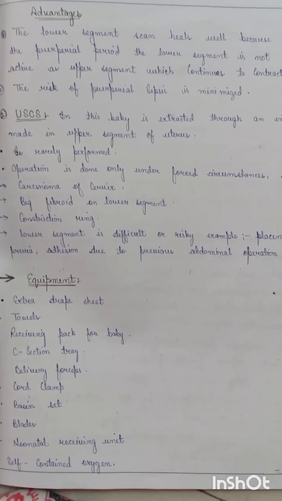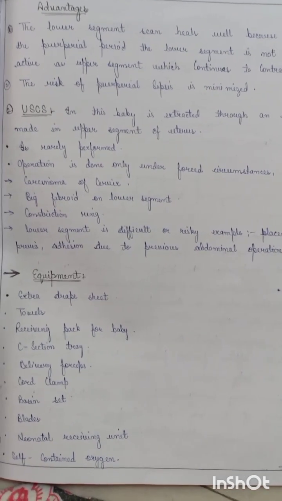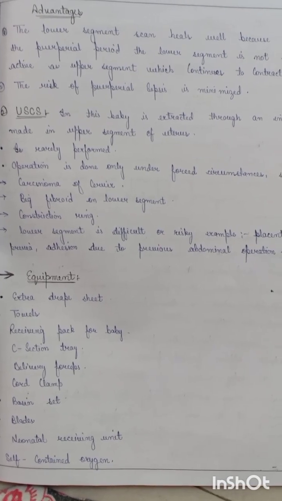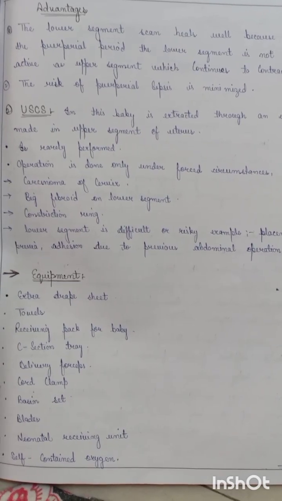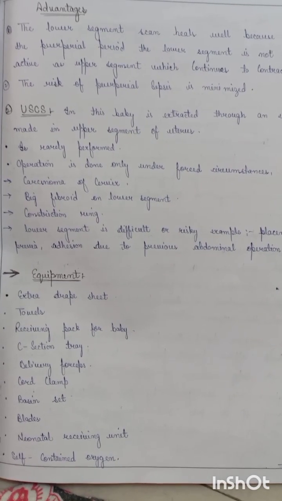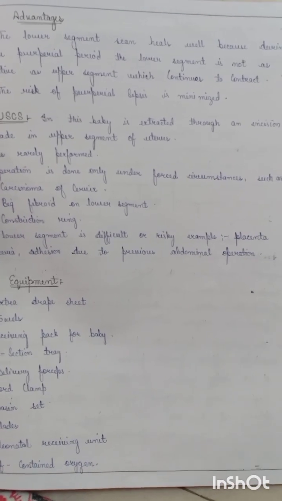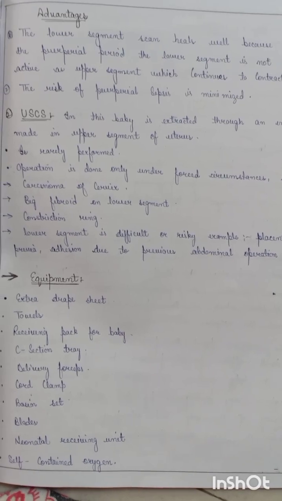In USCS, the baby is extracted through an incision made in the upper segment of the uterus. It is rarely performed. The operation is done only under forced circumstances such as carcinoma of cervix, big fibroid in lower segment, constriction ring, lower segment is difficult, for example placenta previa, adhesion due to previous abdominal operation.